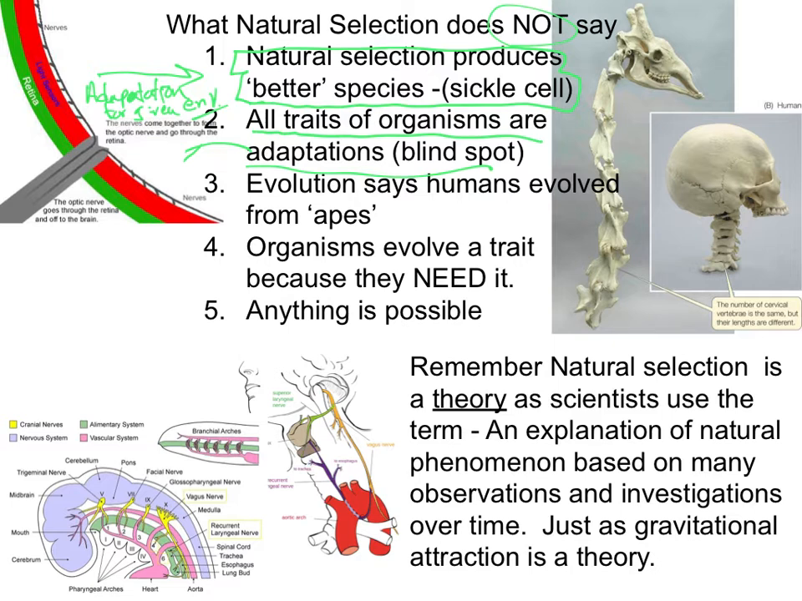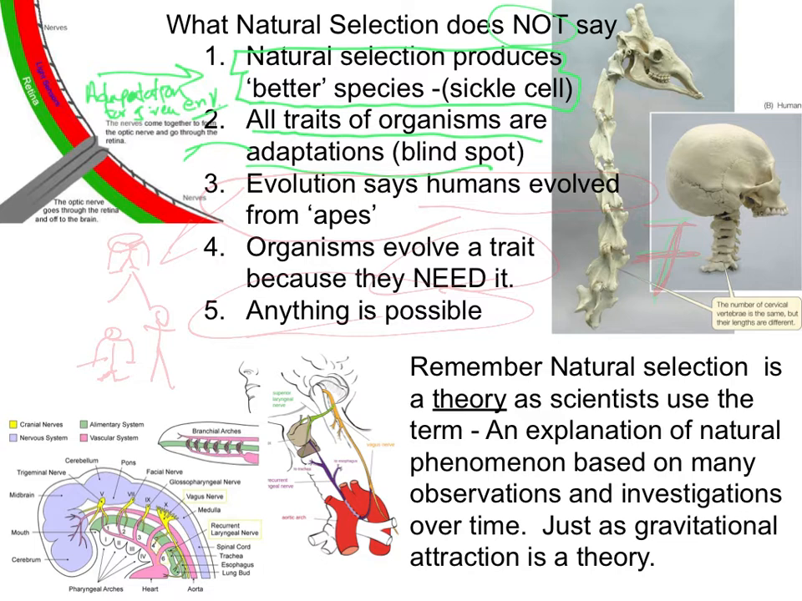Another point: organisms do not evolve a trait because they need it. It would be great for the giraffe to have maybe 30 cervical spine bones, not 7. But both humans and giraffes have 7 cervical vertebrae. So just because a giraffe needs more cervical vertebrae does not mean it's going to get more. It just has to get them in a larger group, okay? We did not evolve from apes. Here's a chimpanzee, here's a person. Both of us evolved from some other bipedal animal, right? So that's what happened. And then finally, anything is possible.